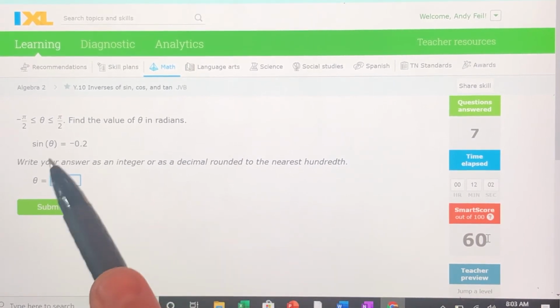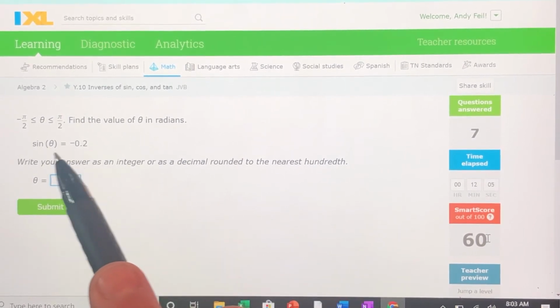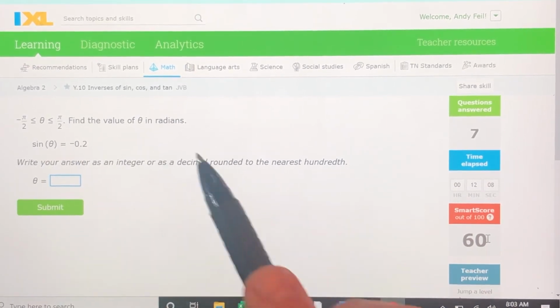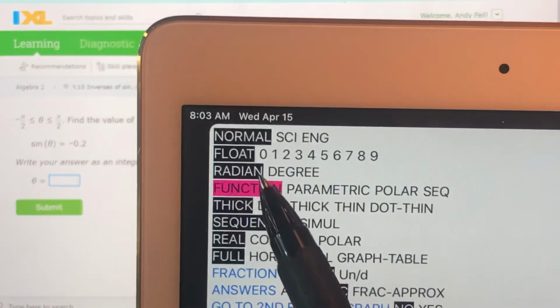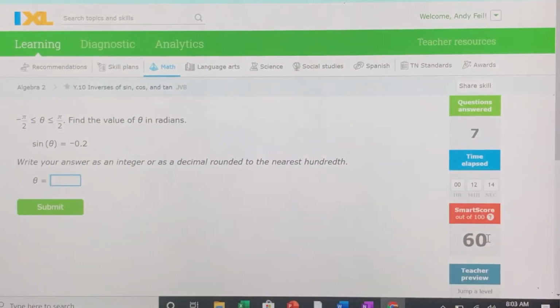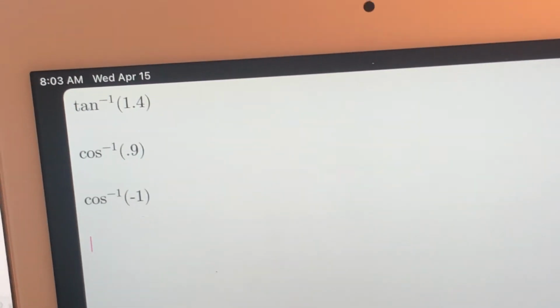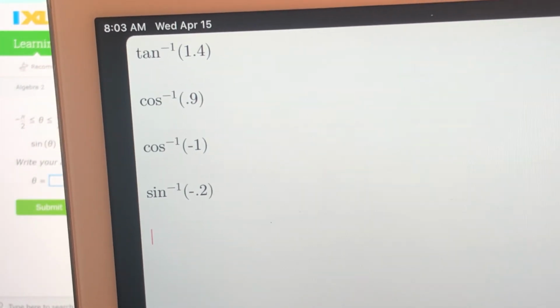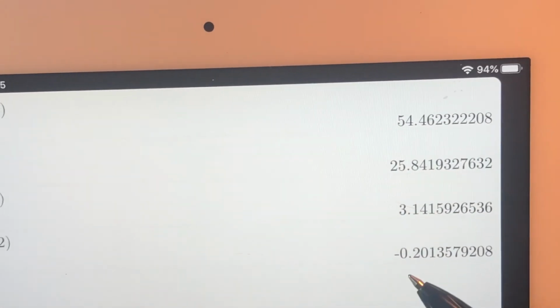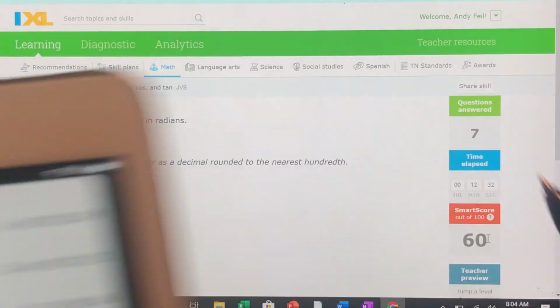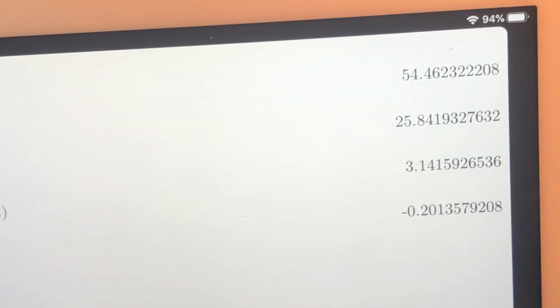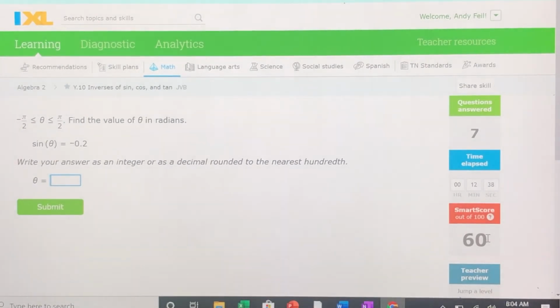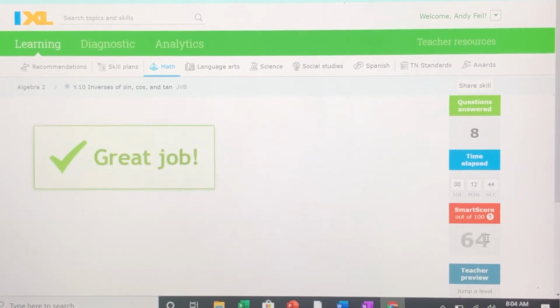Let's do just one more. Okay, we want the sine of theta is -0.2. Let's see, this one's in radians. So again, am I in radians? Yes, I am. This will be our last one. The inverse sine of negative 0.2. And I'm in radians, so this is negative 0.20. Let's see, it says round to the hundredth. So negative 0.20 is the right answer. And I do want to include that 0 because it says round to the nearest hundredth.